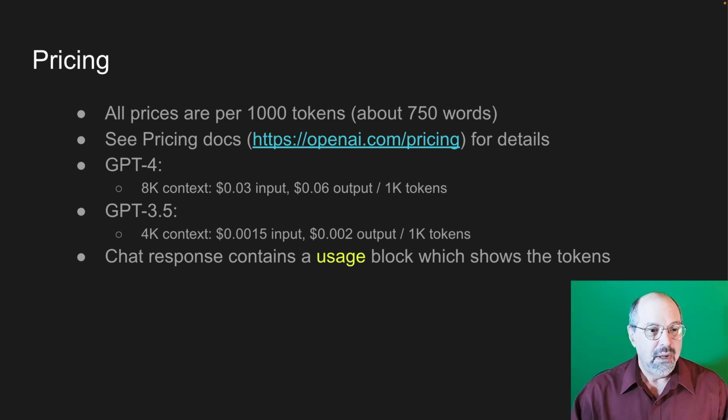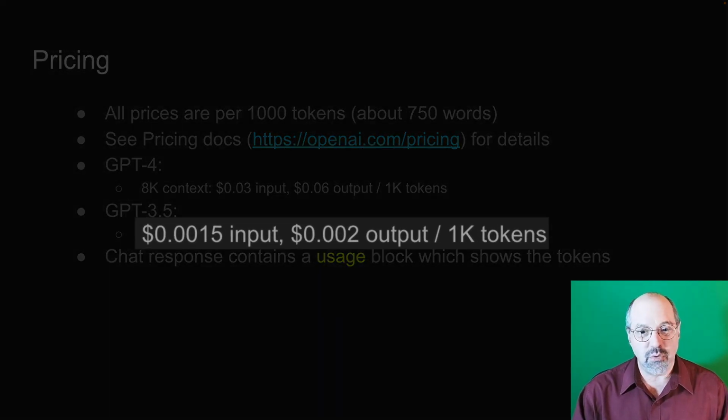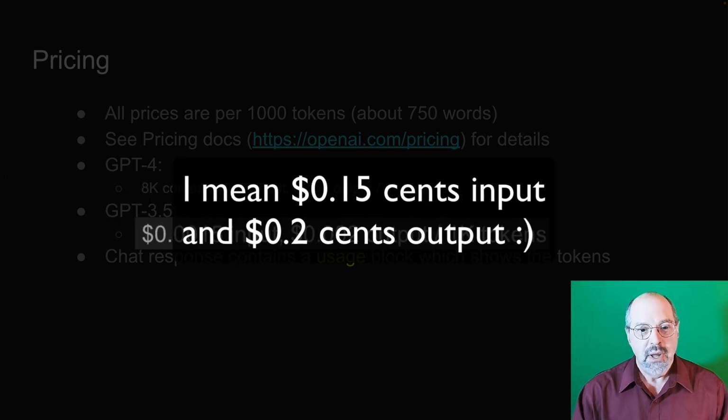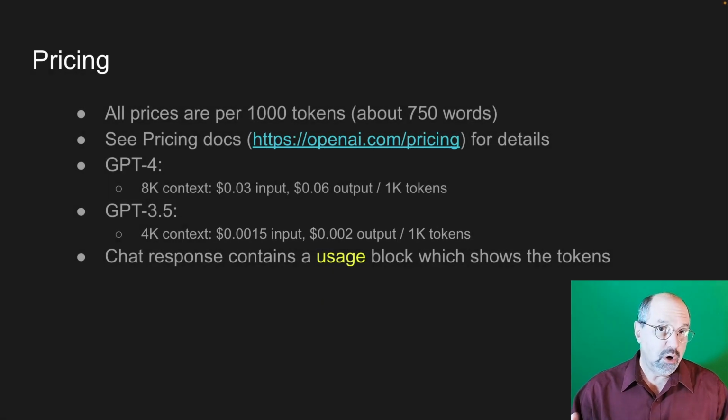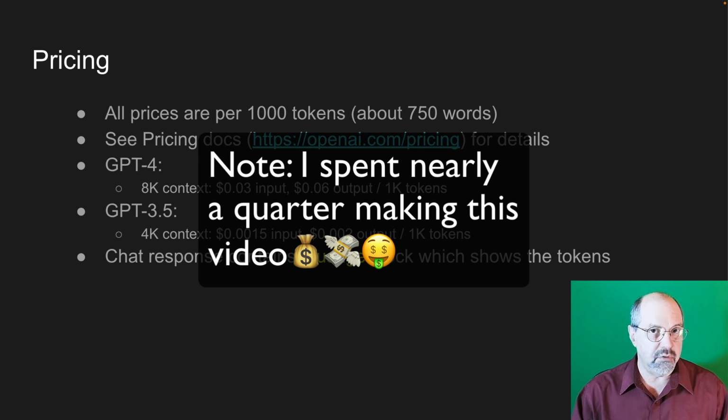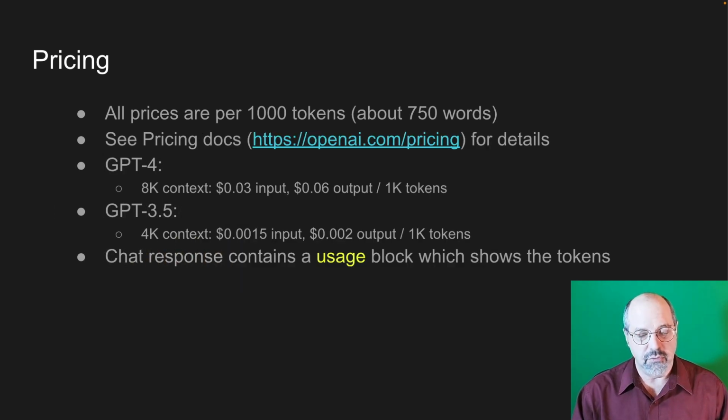That's a lot. Now, in GPT-3, you'll notice that the prices have been cut by about a factor of 20. Instead of 3 cents, it's 0.0015 cents, or instead of 6 cents, it's 0.002 tenths of a cent, if you will, per 1,000 tokens. And we're going to get back a usage block from our response that tells us how much we used. So this isn't going to be terribly expensive, fortunately.